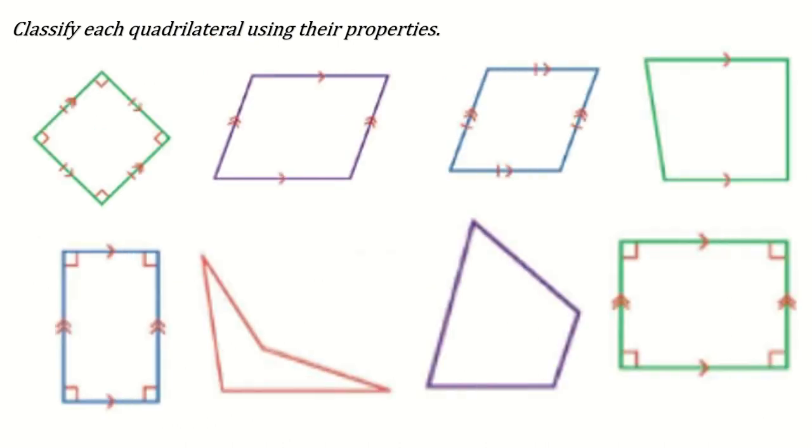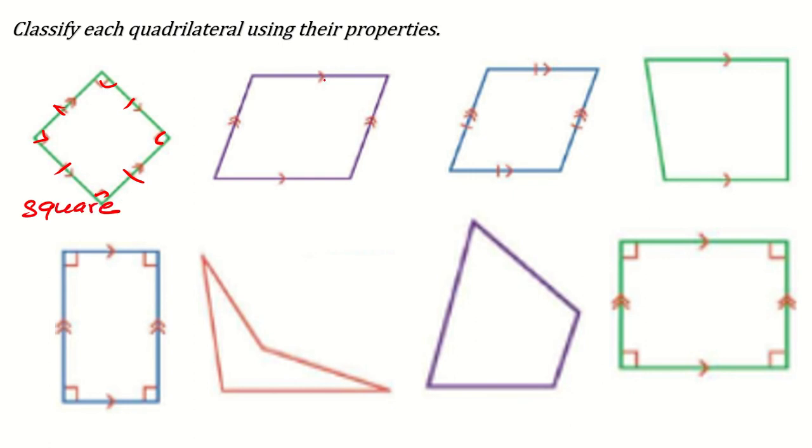Now we will see what they are asking in this question. They are asking that classify each. So you see, first of all the internal angles are 90 degree. So it cannot be parallelogram, it cannot be rhombus, it cannot be trapezoid. Now it is given that all four sides are equal to each other. So it means it is a square.